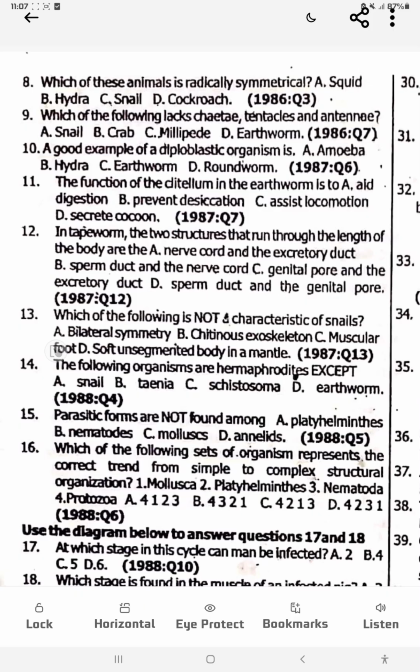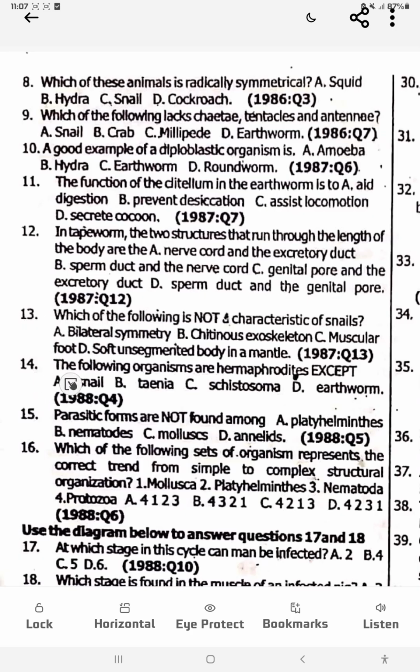Next line, most insects' outer covering is made up of chitin. Chitin. Number 14.